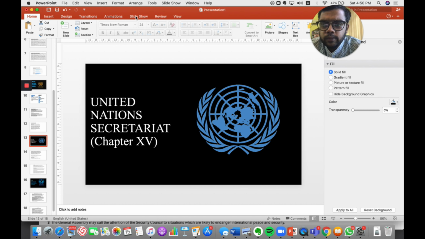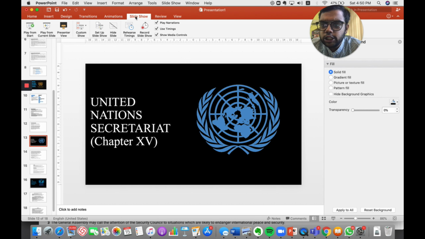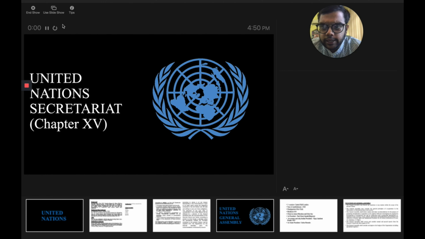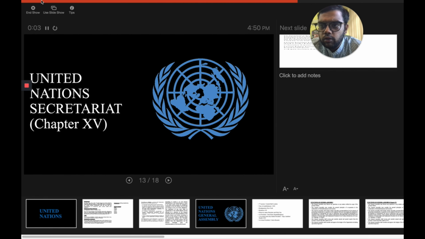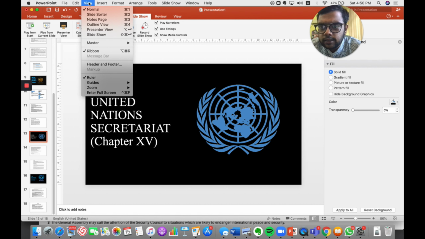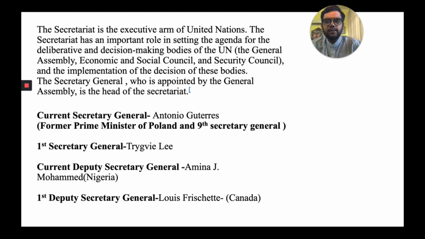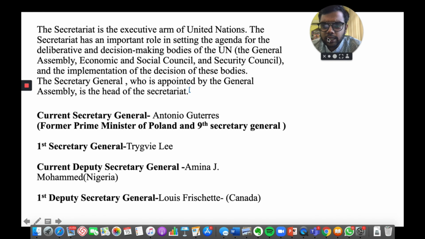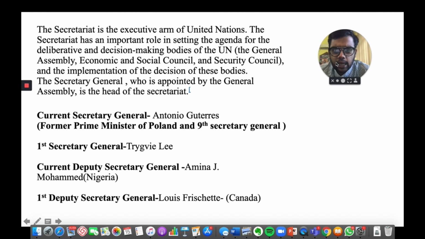So now we come to the United Nations Secretariat. The Secretariat is actually the executive arm of the United Nations. It has an important role in setting the agenda for the deliberative and decision-making bodies of the United Nations, the General Assembly, ECOSOC and Security Council basically, and in the implementation of the decisions of these bodies.